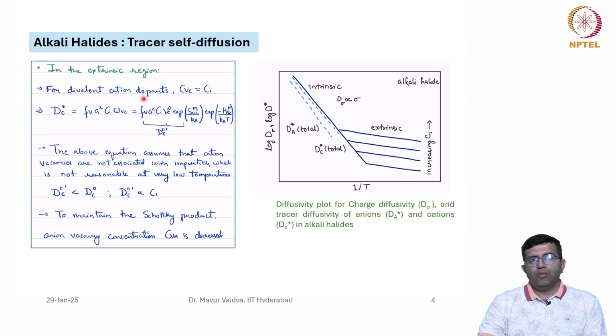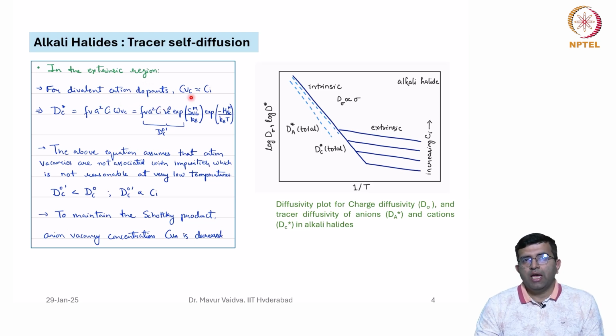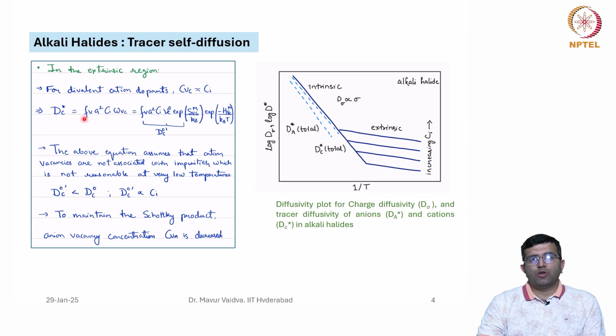In the extrinsic region, if you have added a divalent cation dopant like Ca2 plus, then the concentration of the vacancy is almost nearly equal to the concentration of the impurity. So, the CVC becomes Ci. Therefore, now the diffusion coefficient of cation can be written as D C star equal to Fv into A square into Ci into omega Vc, and again omega Vc can be expanded as this. Now this whole term Fv A square Ci Vc naught exponential S Vc m by Kb is called D naught C prime.